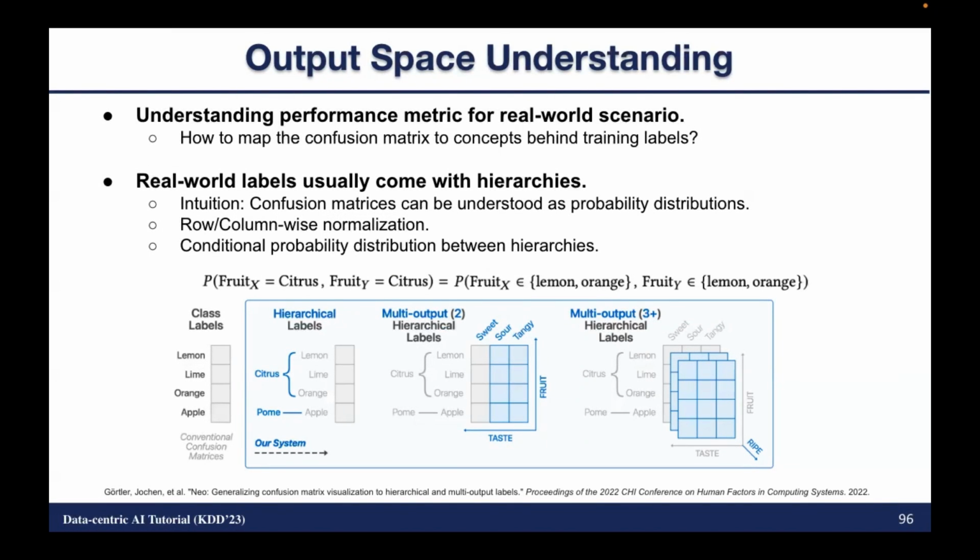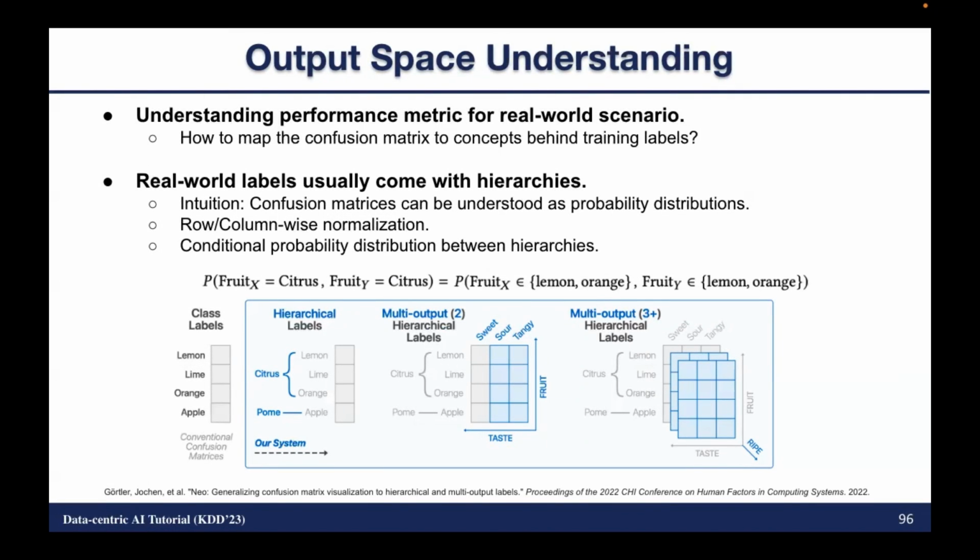the label defined for a real world scenario is not only just 1 or 0 or just multi-class, because each label could have more hierarchies or more in-depth meaning. So how do we really map the confusion matrix, especially in this case, to the concept behind the training labels? It's something very important for understanding the models. In this case, as I mentioned, the real world usually comes with some hierarchies.